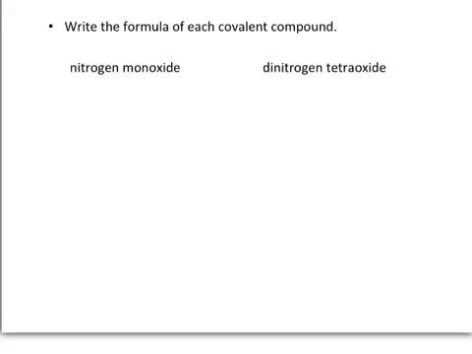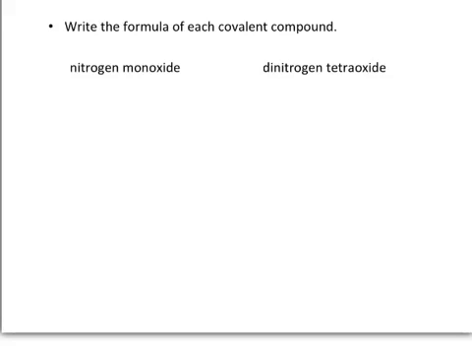The other thing that we need to know is when we're naming these, the first element, we just write the name of the element. So it's just nitrogen in this case. The second element, just as in ionic compounds, we replace the ending of the name with IDE. So in this case, oxygen becomes oxide.